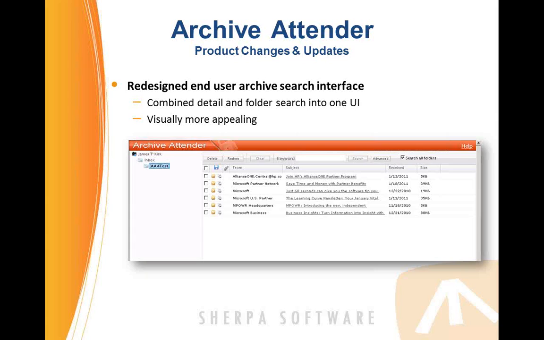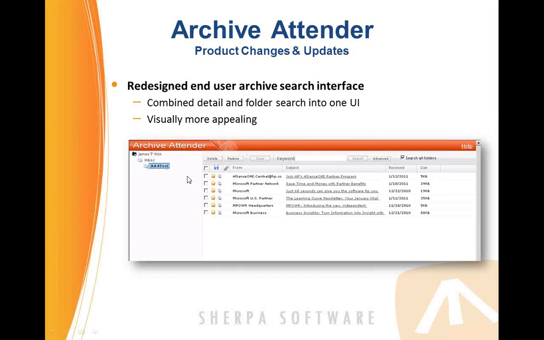Switching gears for a minute from the console side of the application to the user view, we've redesigned the user search interface in Archive Attender 4. I think the design team did a nice job with this. As you know, in the past we had sort of the archive search view, then we had a link for the folder view. It was kind of confusing. They were two separate UIs. They looked different. We've combined those now into one search view.